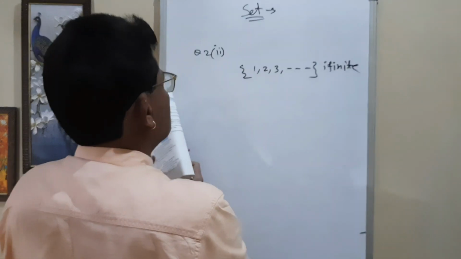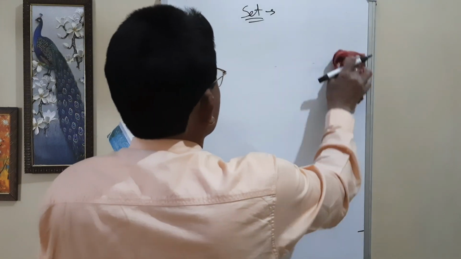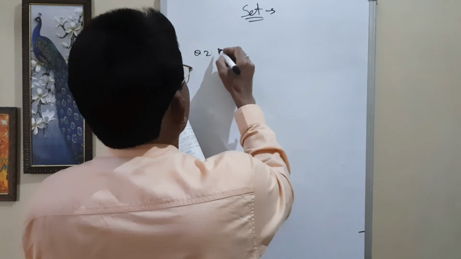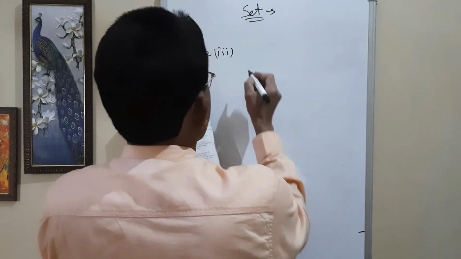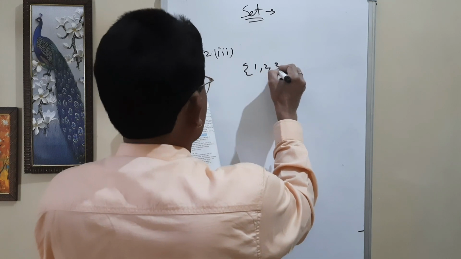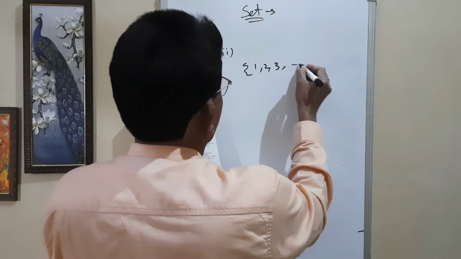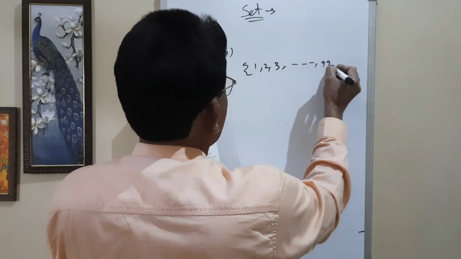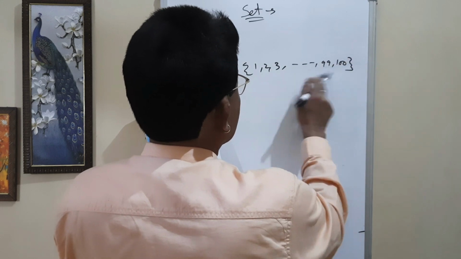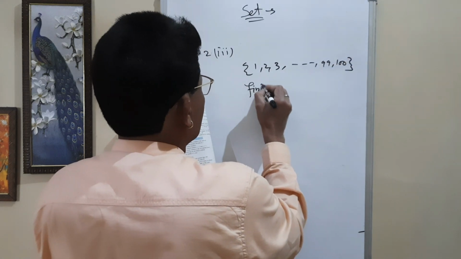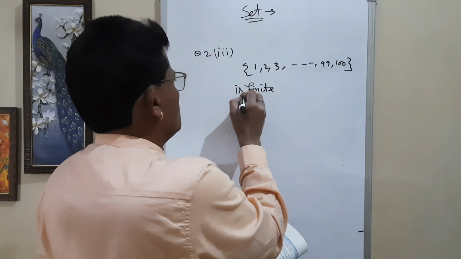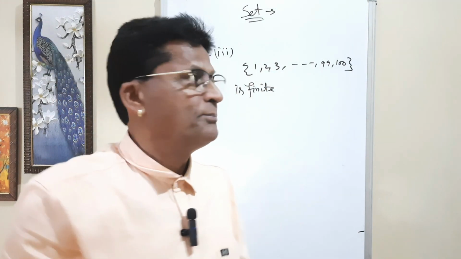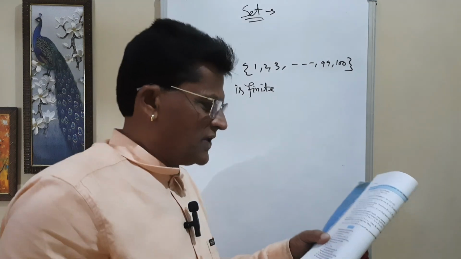Now let me take the next, third part. You see the detail. I am discussing each and every question. It is 1, 2, 3, and next dot, dot, dot, 99 and 100. I think it is finite because all the elements are enclosed inside the braces. That is why it is a finite set.